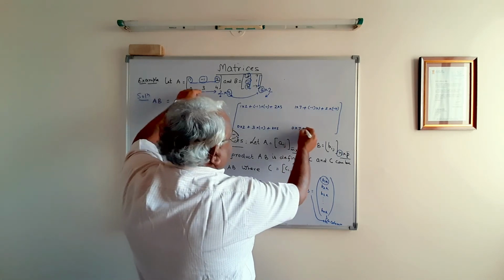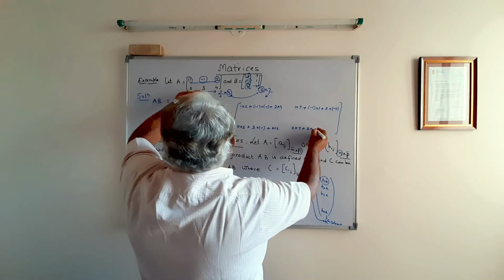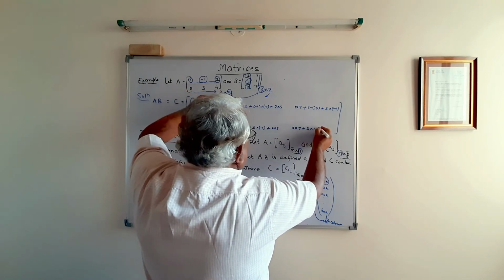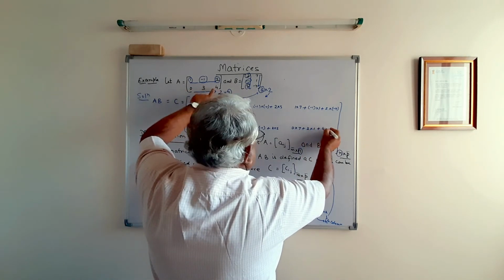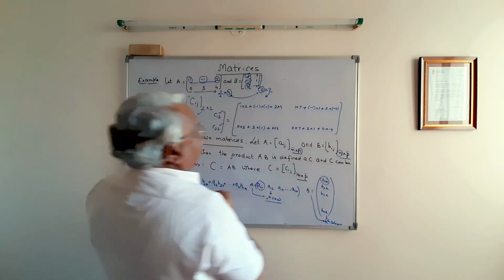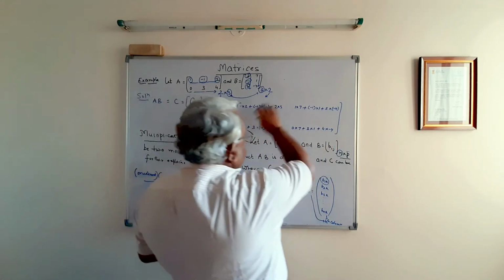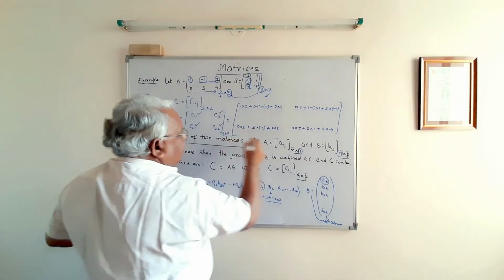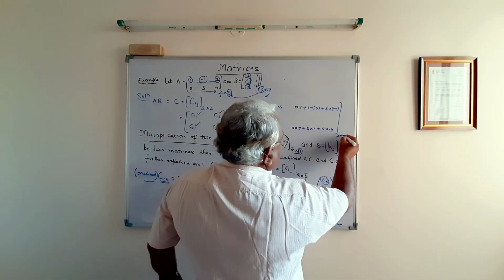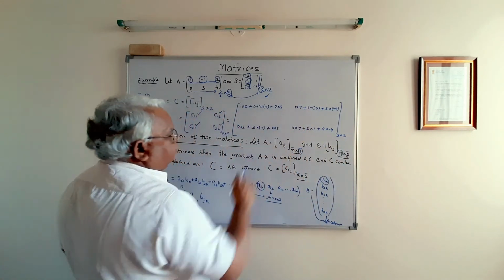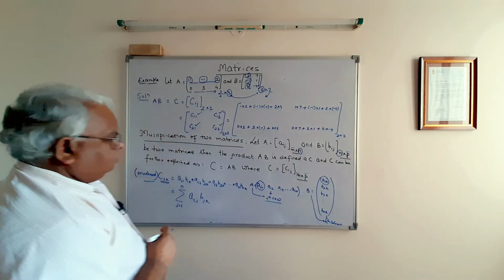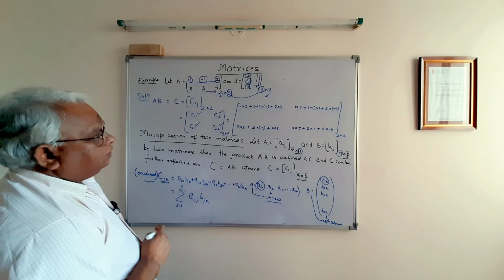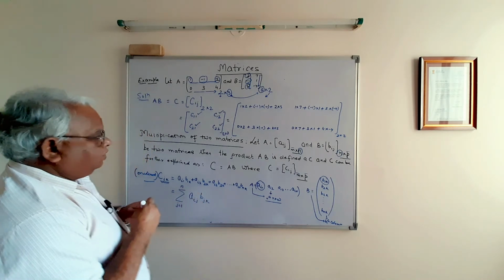3 into 1 plus 4 into minus 4. And you can see that the order of this is 2 cross 2 and the order of this is also 2 cross 2. I hope you can now multiply and get the result.